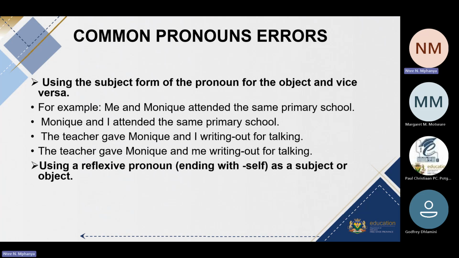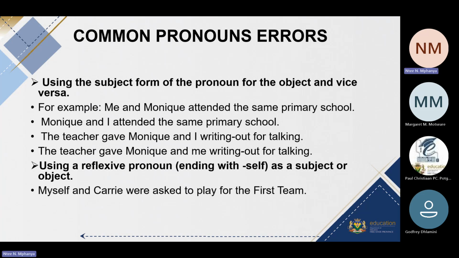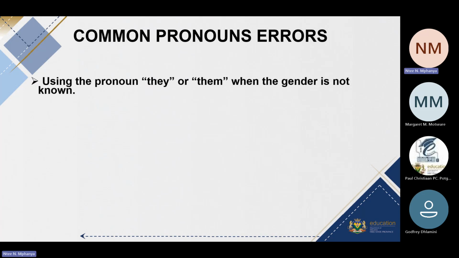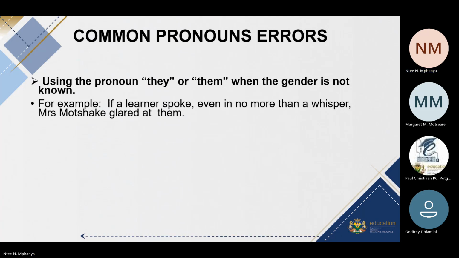Using reflexive pronouns ending with self as a subject or object. "Myself and Kerry were asked to play for the first team." This is not how you should write it. "Kerry and I were asked to play for the first team." Using the pronoun they or them when the gender is not known. For example, "If a learner spoke, even in no more than a whisper, Mrs. Motsaki glared at them."